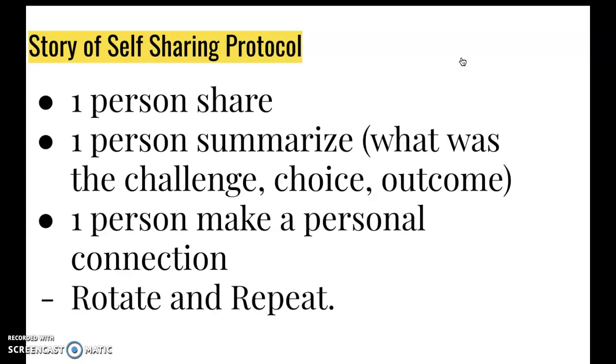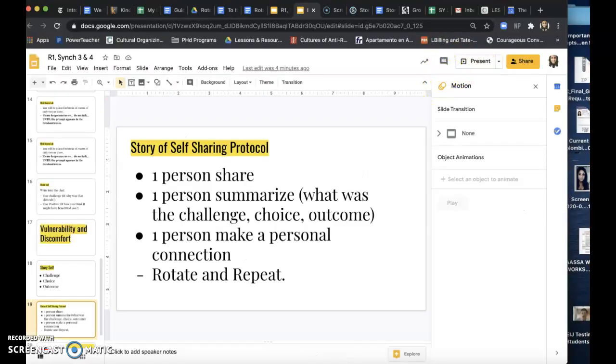So again, if there's 3 people, person A will share, then person B should summarize. Okay, here's the challenges that I heard, here's the choice, here's the outcome, and then person C would make a personal connection, and then you rotate and do that again. So we'll pop in and out of rooms to remind you guys of the directions. So that's kind of what you're going to tell them that they're going to be doing, in telling their stories of self.